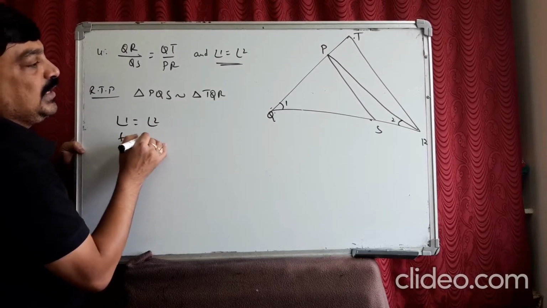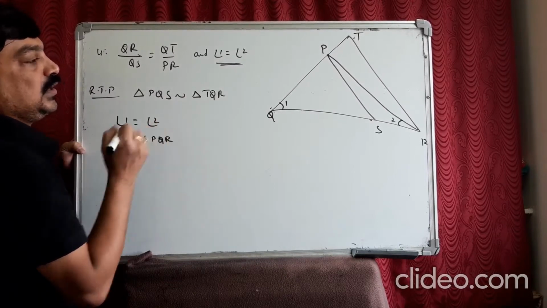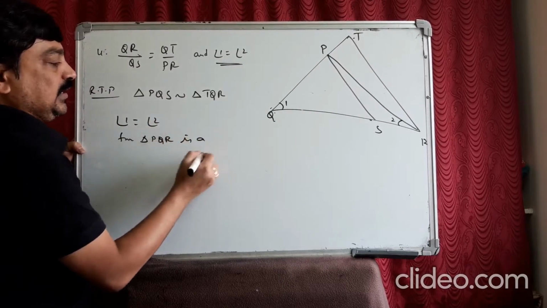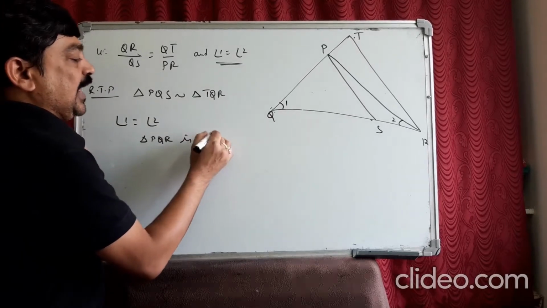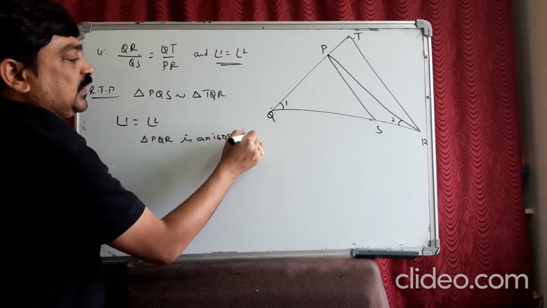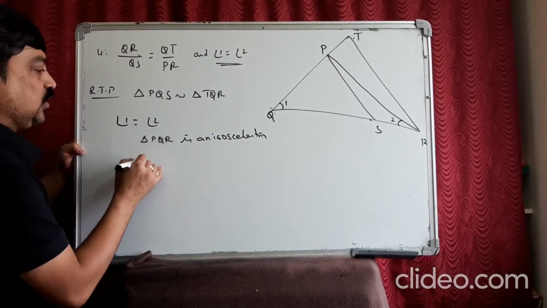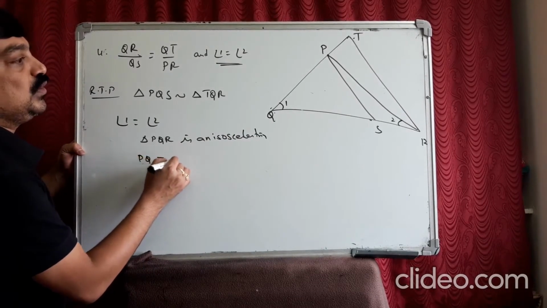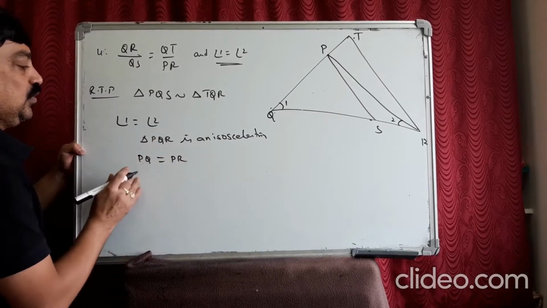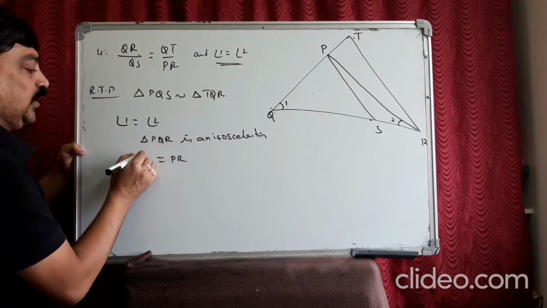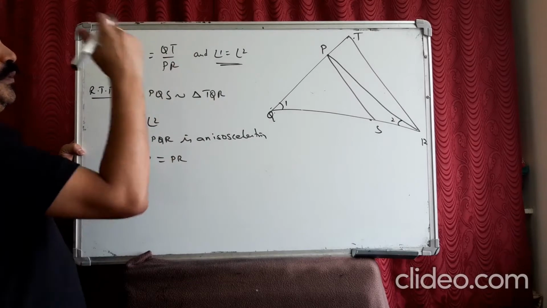So, triangle PQR is an isosceles triangle. When you take an isosceles triangle, the sides are also equal. PQ is equal to PR, or you can take QP is equal to PR.